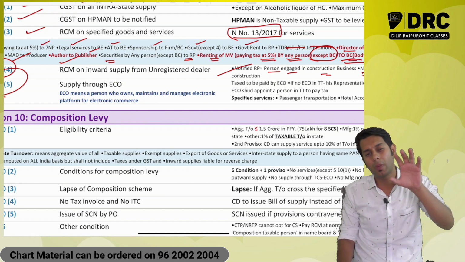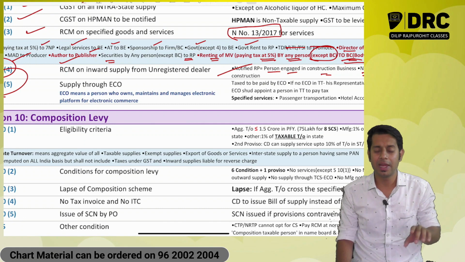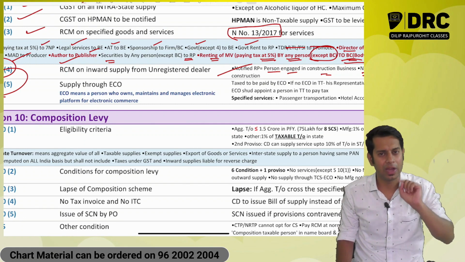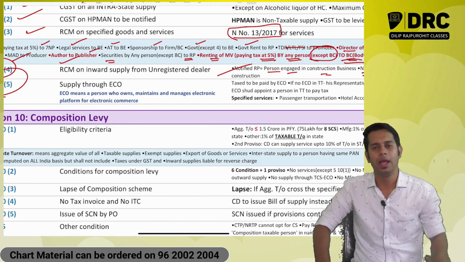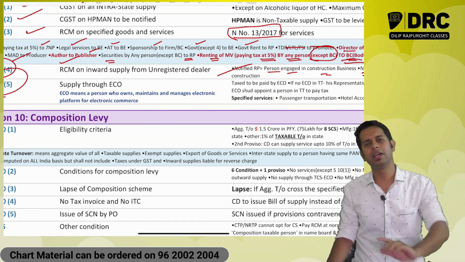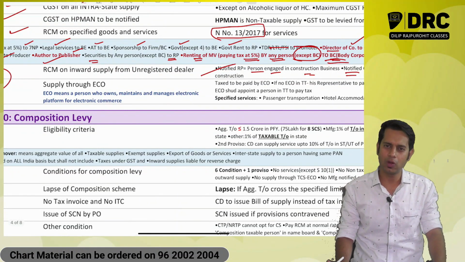Sir, what if the e-commerce operator does not have physical presence in India? If the e-commerce operator does not have physical presence in India, then any person who is representing that e-commerce operator in India, that is taxable territory, will have to pay the taxes. Sir, what if there is no representative of the e-commerce operator in India? Then he will have to appoint a person in India to pay such taxes.